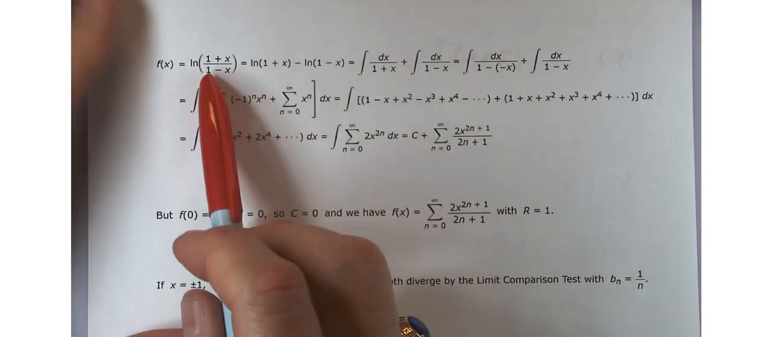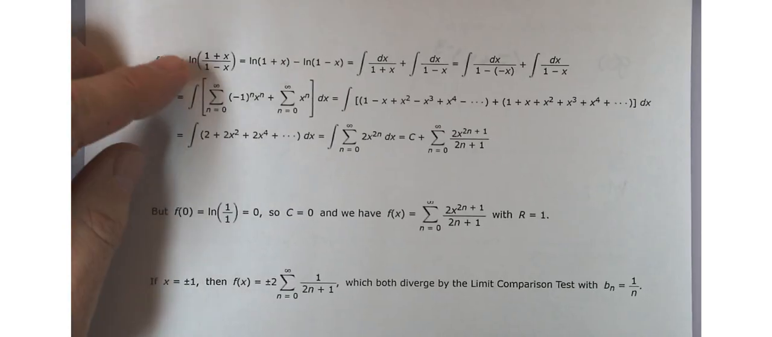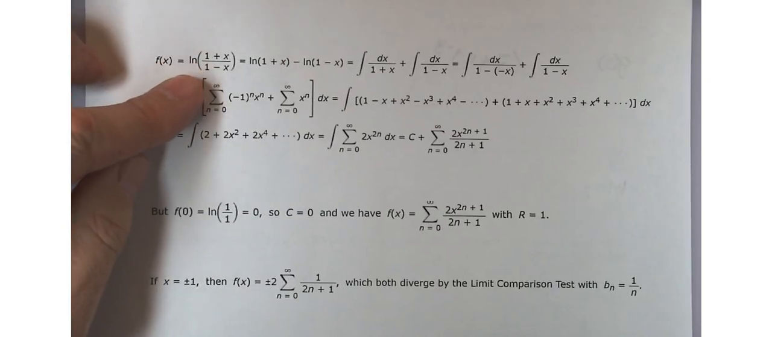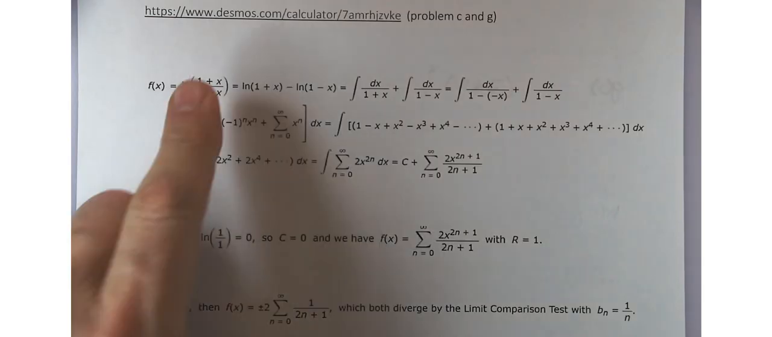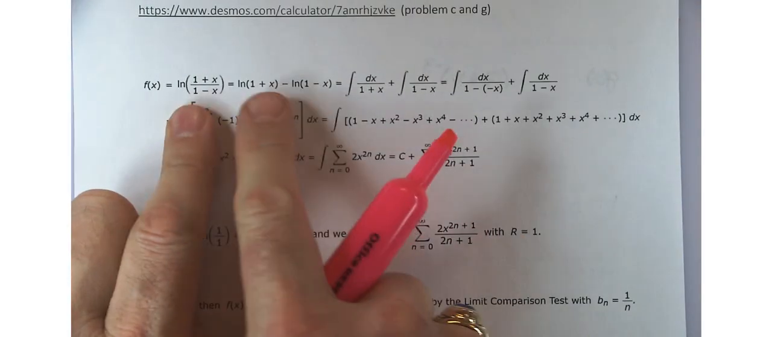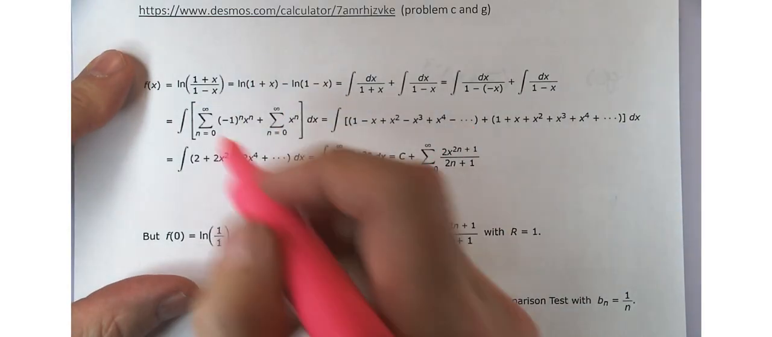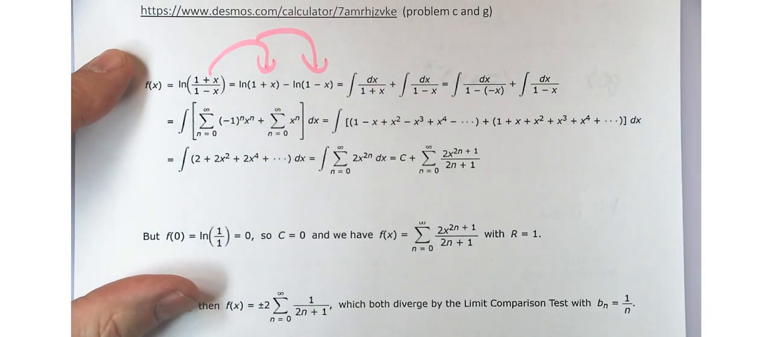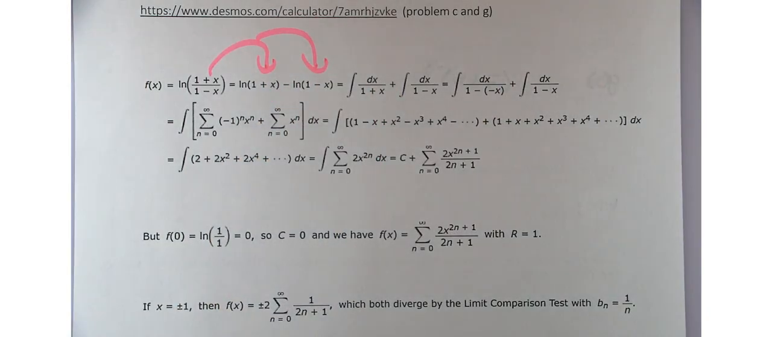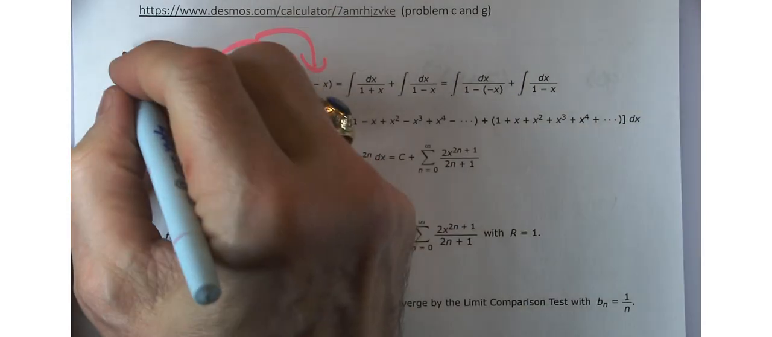You're asked to find a series for f of x as the log of this quotient. And let's see if we can understand what's happening from one step to the next. What's going on from here to here? Yeah, properties of logs, right? So you're just dividing that up. The log of a quotient is the difference of the logs. So your properties of logs.